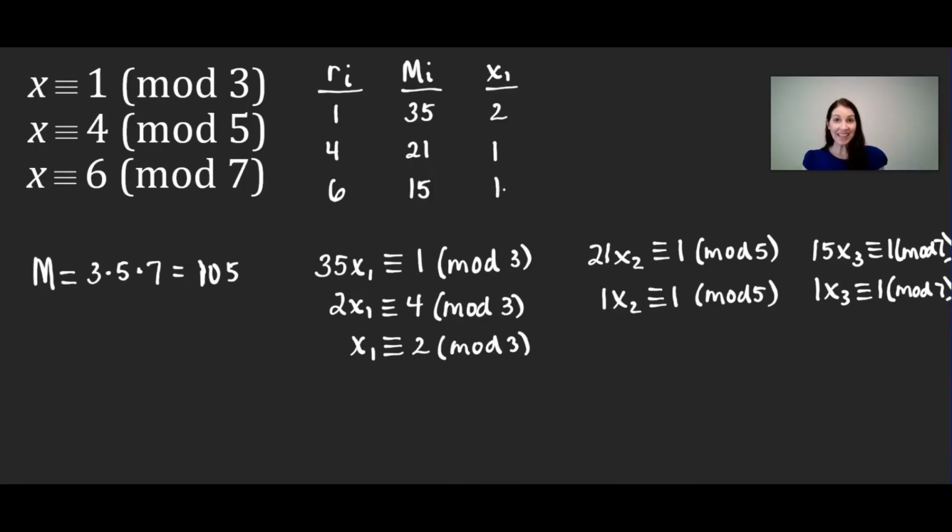Now in that last column, I'm going to take the product of all 3. So Ri times Mi times Xi. Let's go ahead and take that product.